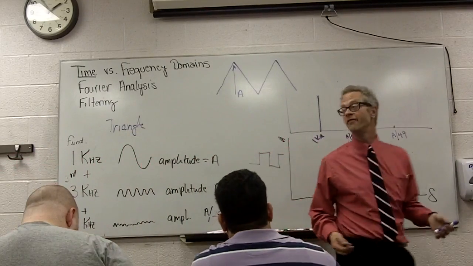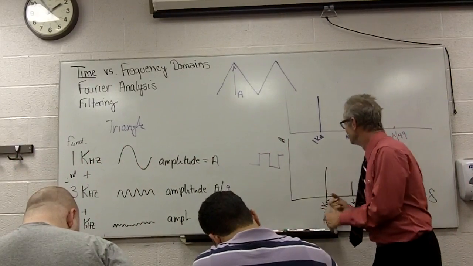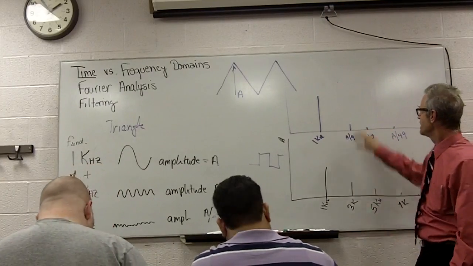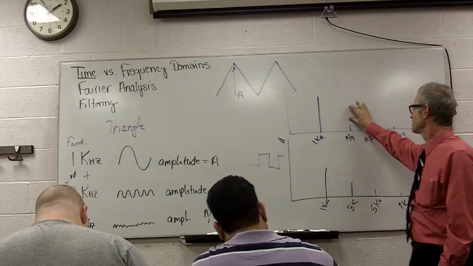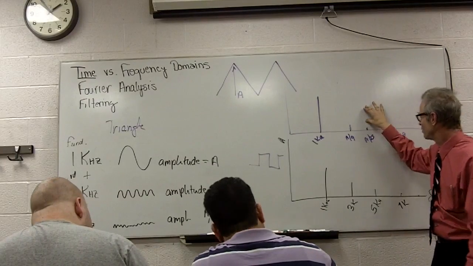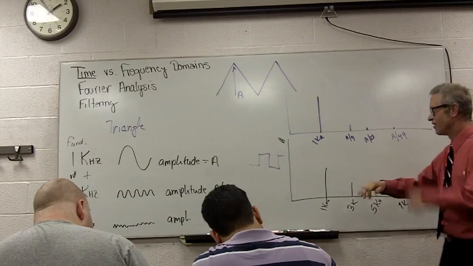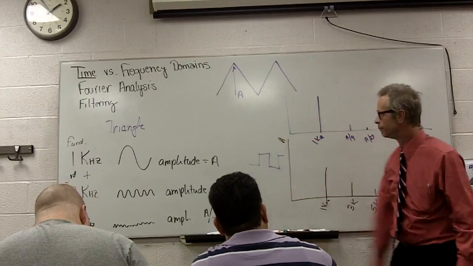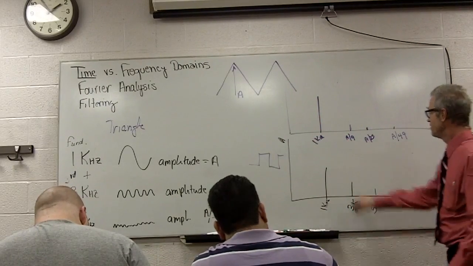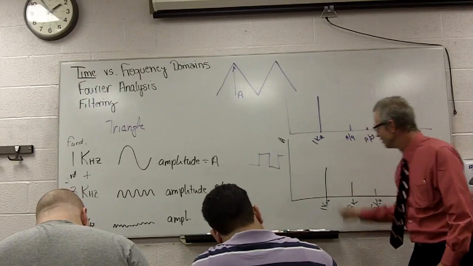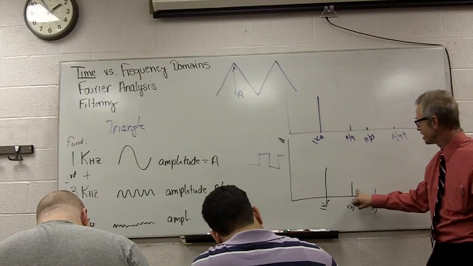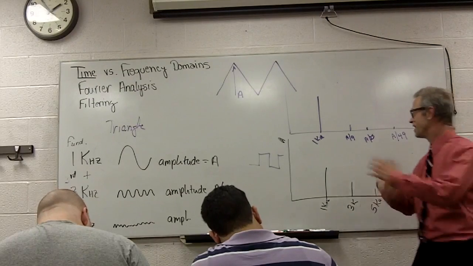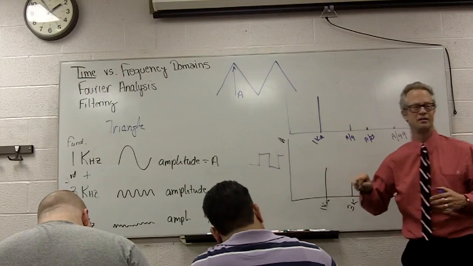Okay, so it's like a recipe, folks. I can add 1 tablespoon of 1 kilohertz, 1/9 of a tablespoon of 3 kilohertz, 1/25 of a tablespoon of 5 kilohertz. Add that all together and mix it up. Guess what? You got this. If I take a sine wave, 1 kilohertz, 1 tablespoon, 1/3 of a tablespoon of 3 kilohertz, 1/5 of a tablespoon of 5 kilohertz, add it all together, I'm going to get this.